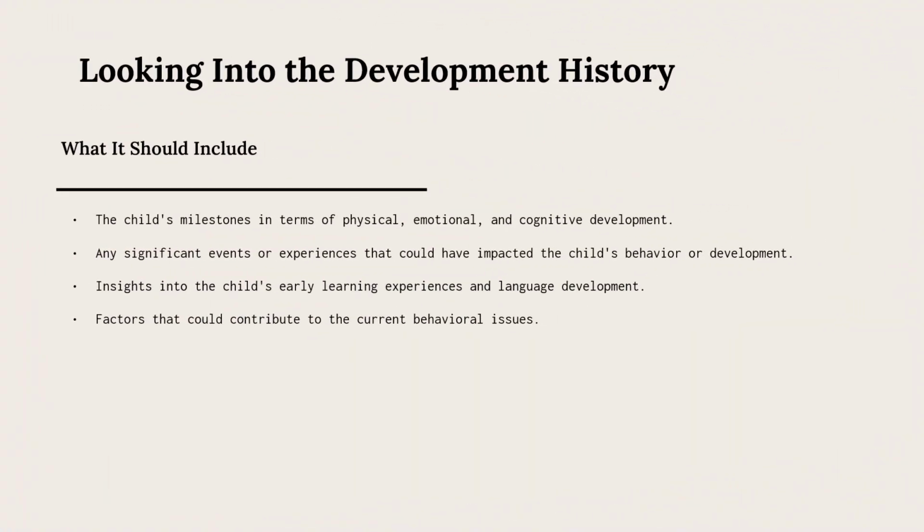We could talk about the development history. What all things are required in a child? The terms physical, emotional, and cognitive development play a key role. They work all together. The significant events or experiences that happened in the child's life could also result in the behavioral change.